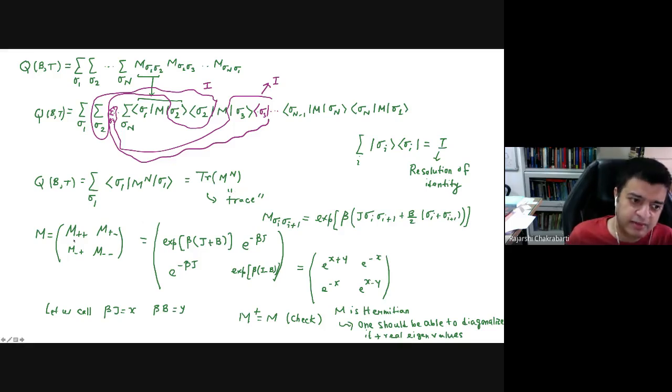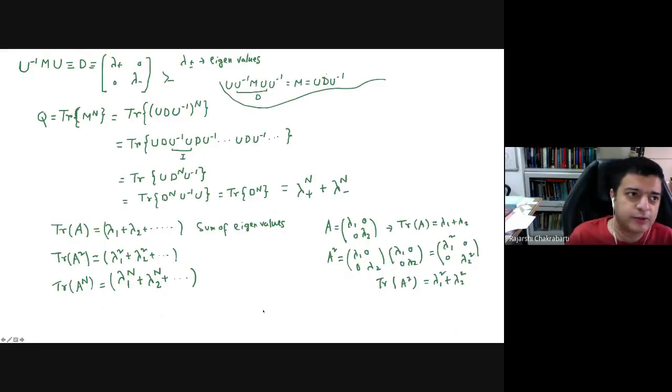And as I told you that M has 4 elements, you can work it out. And if you use beta J equals x, beta B equals y, then it has the structure like this: exponential of x plus y, exponential of x minus y, exponential of minus x, exponential of minus x, shown here. Okay. And you can also check that M dagger equals M. So this is a Hermitian matrix, so it should have real eigenvalues.